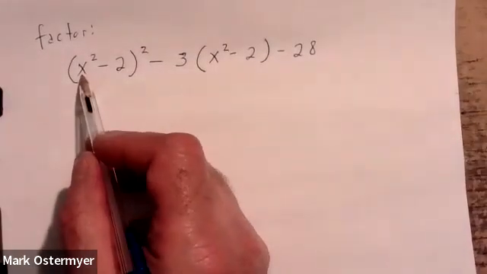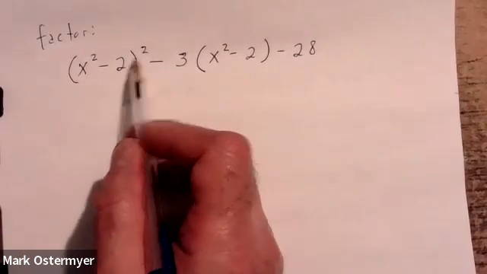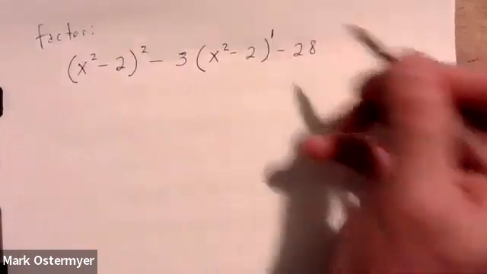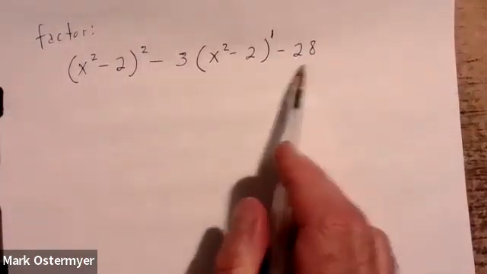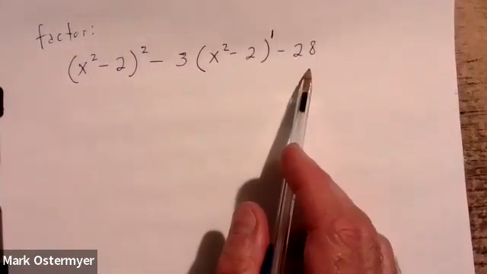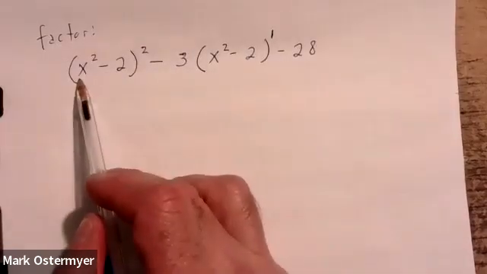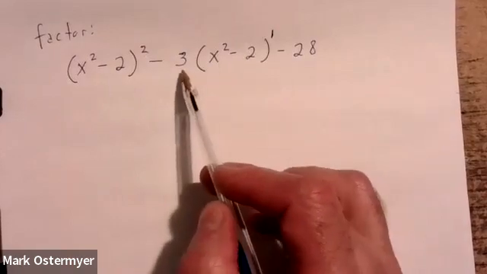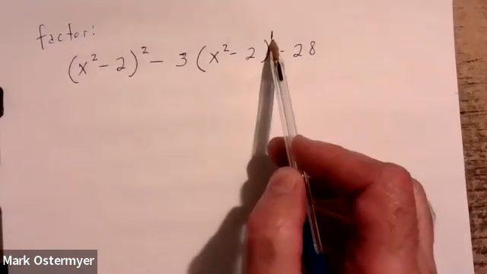Do you agree that I got x squared minus 2 here that's being squared, and I have x squared minus 2 here that's being raised to the 1st power? In an overall sense, we have a quadratic form trinomial because the power of the leading term, which is 2, is twice the power of the middle term, which is 1.